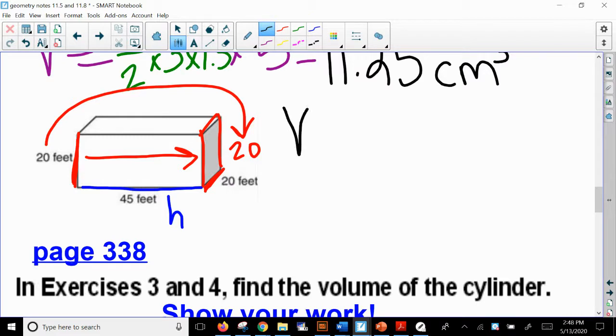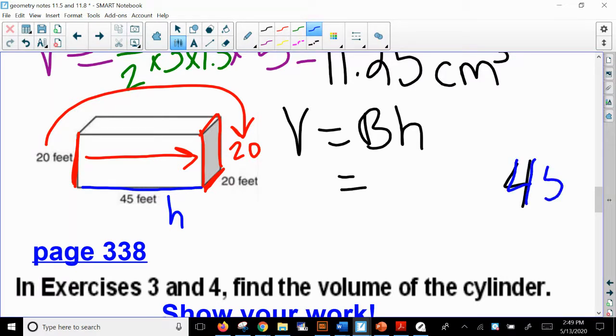45, that's my height. That's how tall it is if I were to stand it straight up. So volume is big B times height. I know my height is 45 feet. So I'm going to put that in blue. My big B, I'm going to use green. Okay, all of this. That's going to be my big B.